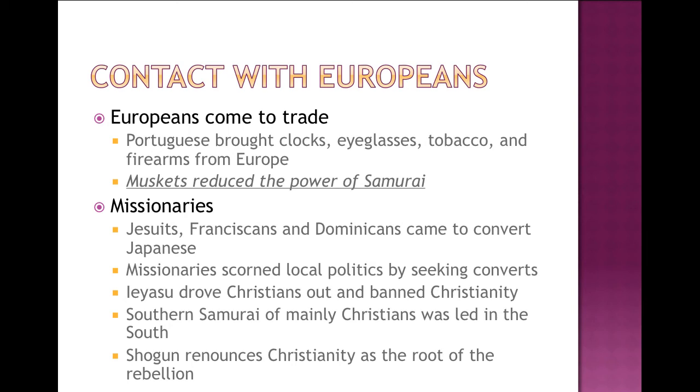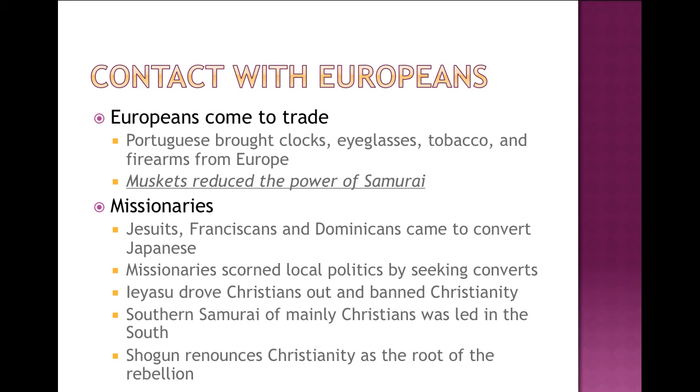We saw when Nobunaga introduces firearms in battle. And the musket was really important because it reduced the power of the samurai. The European musket reduced the power of the samurai, and it caused a lot of problems because the samurai no longer had as much power. Firearms were coming into effect.